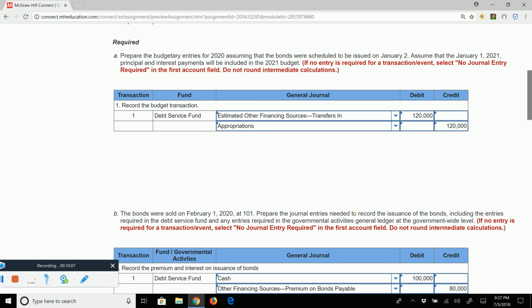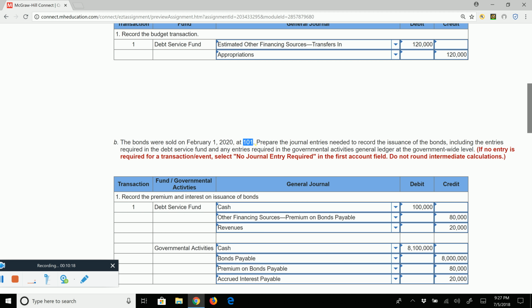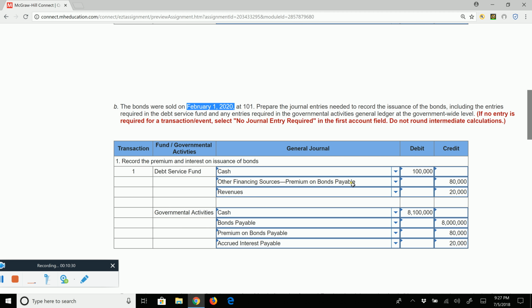Now, remember we were planning on issuing bonds on January 2nd at par, but we didn't. We missed both marks. We didn't issue them at par. We issued them at 101, so we issued them at a 1% premium. In addition to that, did we issue them on January 1? We did not. We wound up issuing them on February 1st. So two things happened here. First we need to record the fact that we got the $8 million in the Capital Projects Fund: debit cash, credit other financing sources for the $8 million.